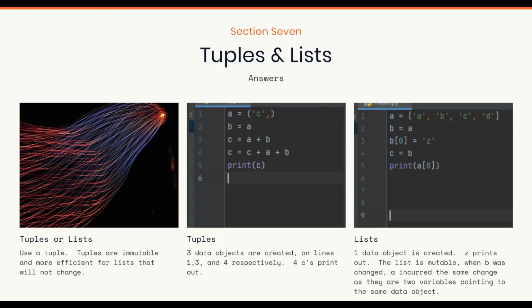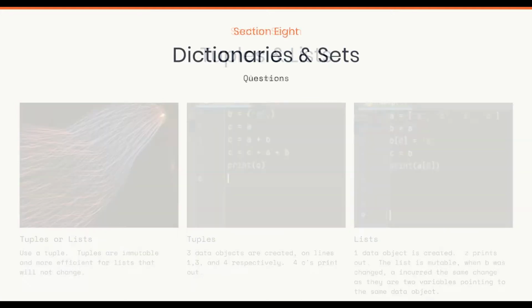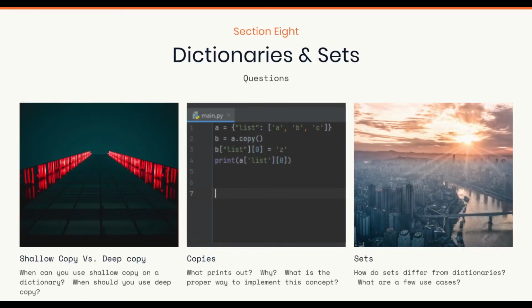That answers that. Let's go on to the next section. Section 8. Dictionaries and sets. Shallow copy versus deep copy. When can you use a shallow copy on a dictionary? When should you use a deep copy?